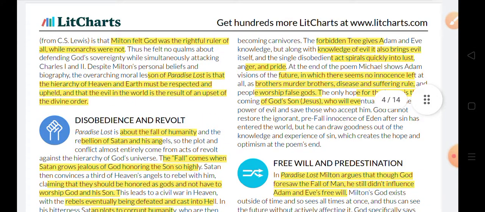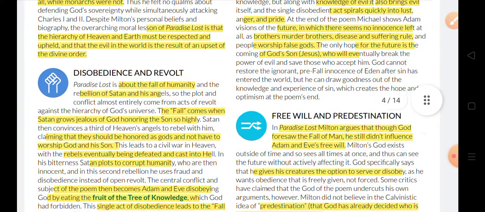And we'll see that the forbidden tree gives Adam and Eve knowledge, but along with the knowledge of evil, it brings evil to the earth. And this single act of disobedience spirals quickly into lust, greed, pride, jealousy. These are visions of a future in which there seems to be no innocent left on earth. Brothers murder brothers. We'll see now in this world the same thing happens. Disease and suffering rule, people worship false gods. And the only hope for the future is the coming of God's Son Jesus, who will redeem humanity.